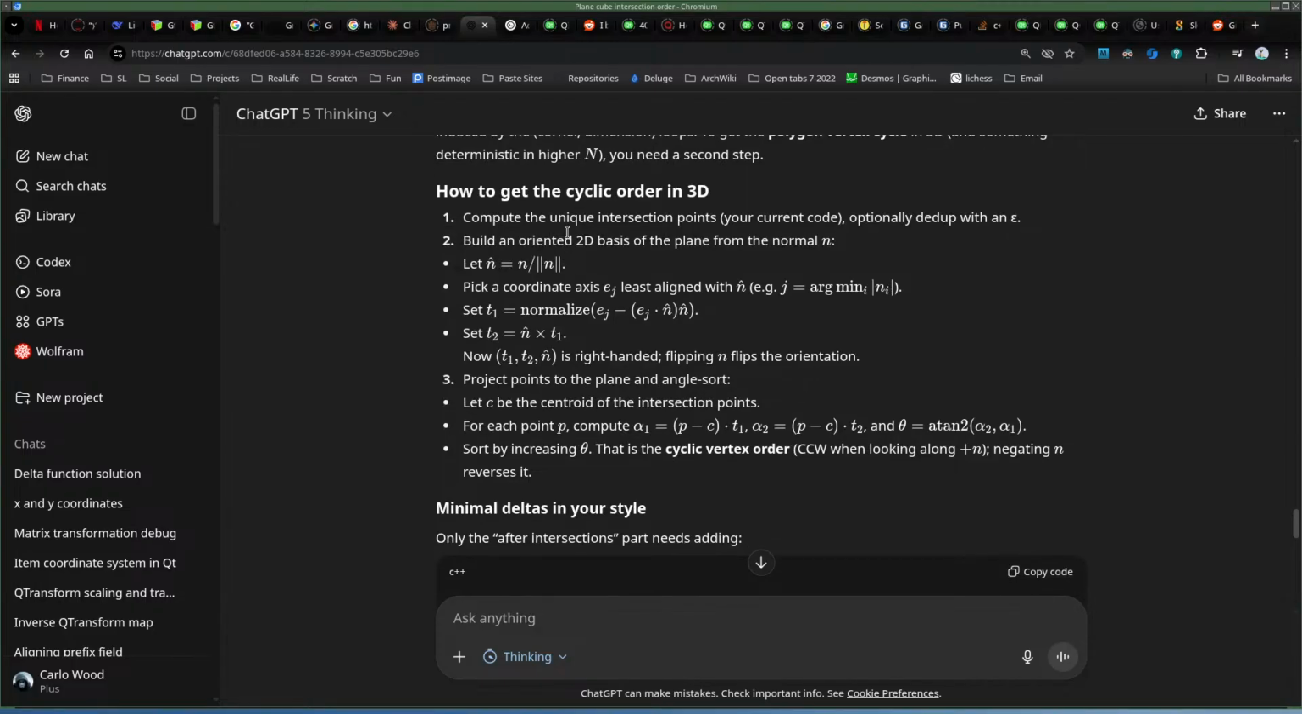How to get a cyclic order in 3D. Compute the unique intersection points. Your current code optionally dedups with an epsilon. Build an oriented 2D basis of the plane from the normal. Pick a coordinate axis. I think it just wants to sort it afterwards, right? Yeah, sort. That's kind of lame. But okay, so apparently it is indeed just arbitrary, and the only way to sort it is by doing a lot more work afterwards, which sucks because I wanted to avoid that.